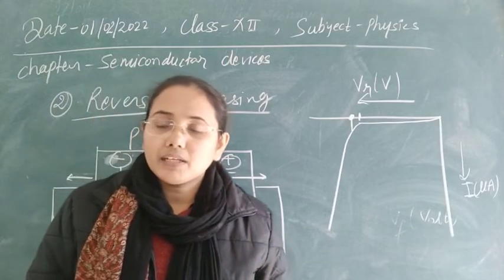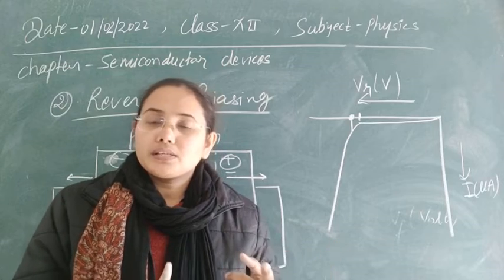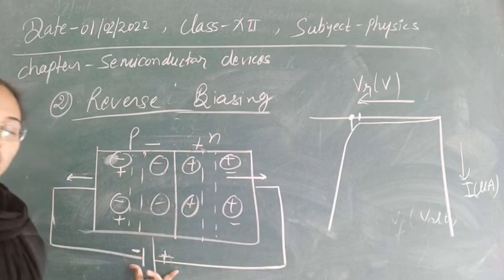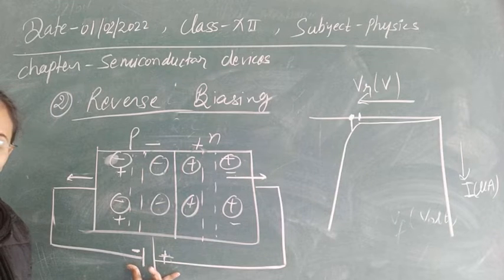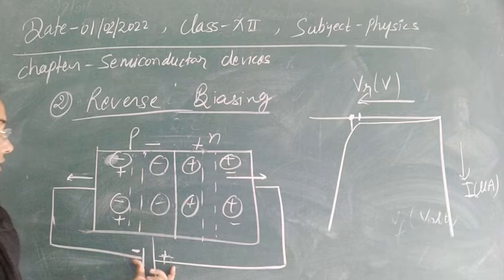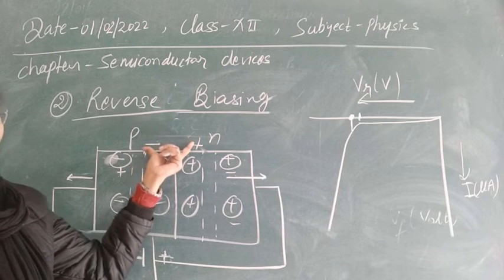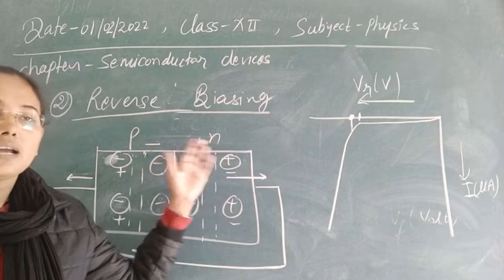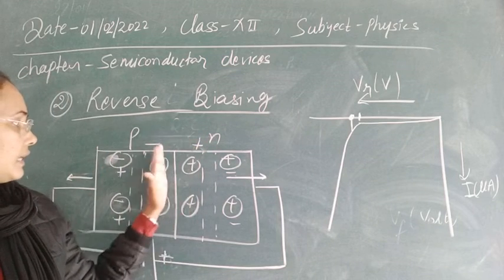First, what we have done in forward biasing is to reduce the junction, that is, to oppose this barrier potential by connecting the battery in the opposite way. That reduces the potential here, and whenever the potential barrier is reduced, electrons can easily move from this side to this side.